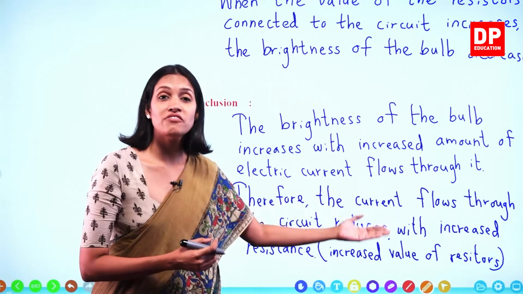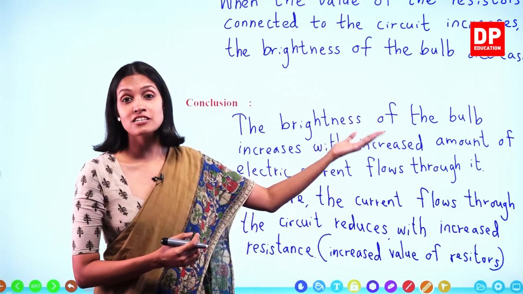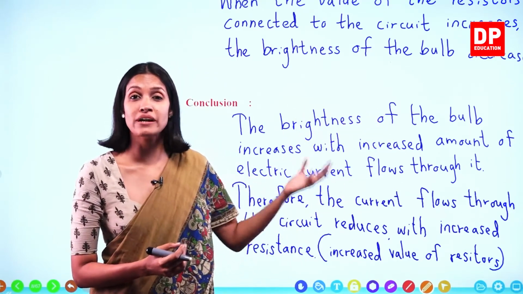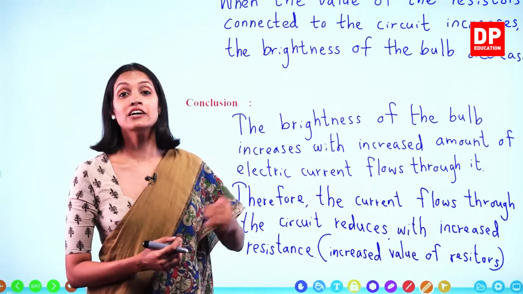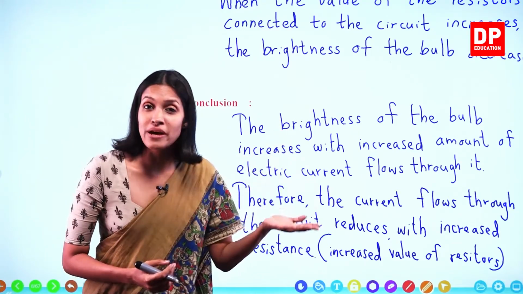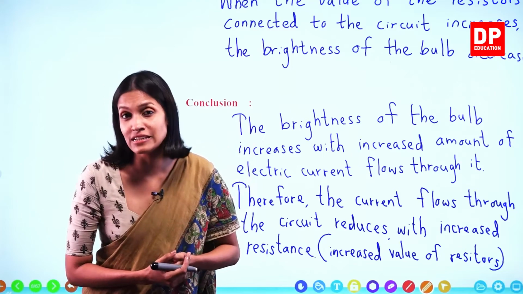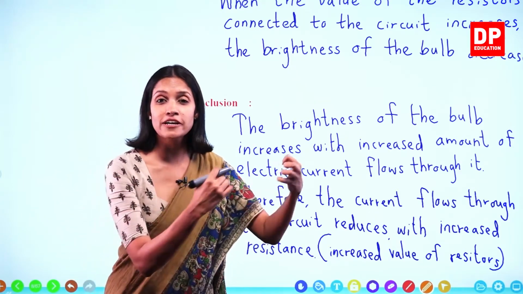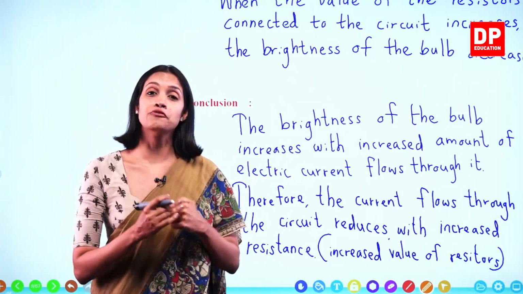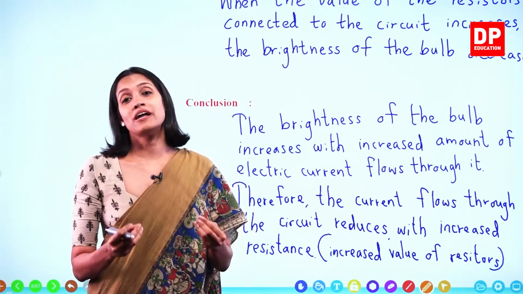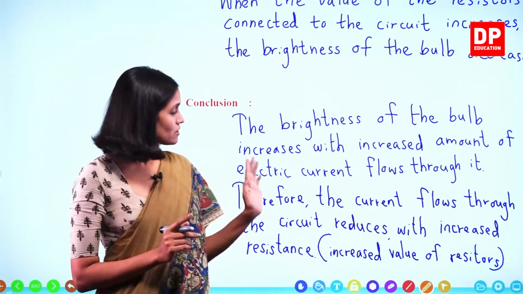So what happens when the value of the resistor increases, which means the resistance or the barrier towards the flow of electricity also increases. When the barrier towards the flow of electricity increases, less amount of current flows through the circuit and therefore brightness of the bulb reduces. Understand? Let's move on to the next.